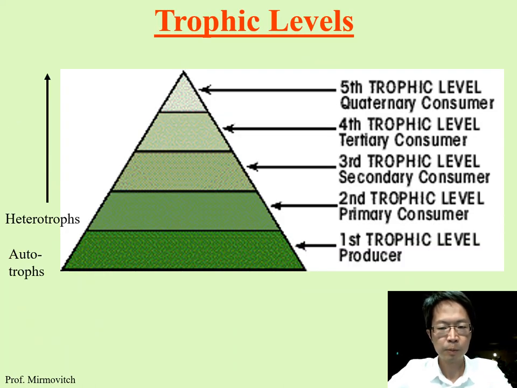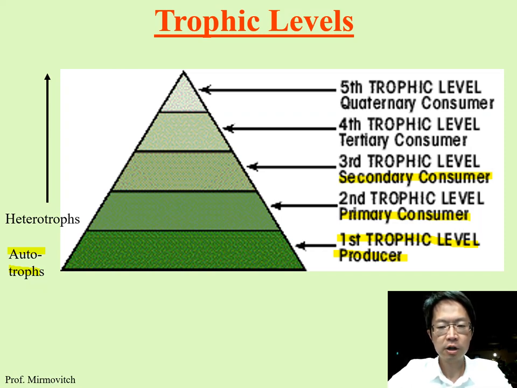Okay, trophic level. Usually the first trophic level is the producers, and all the producers are autotrophs. Whatever feeds on the producer, we call them primary consumers. Primary consumers are usually herbivores, the animals that eat plants only. The secondary consumers feed on the primary consumers, and they are usually carnivores, but sometimes they are omnivores. Omnivores are animals that can eat both plants and meat, just like human beings.